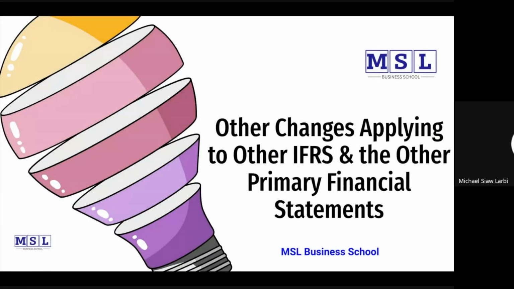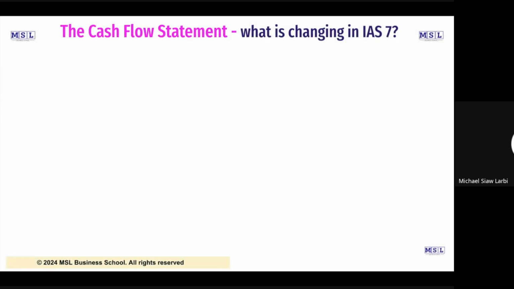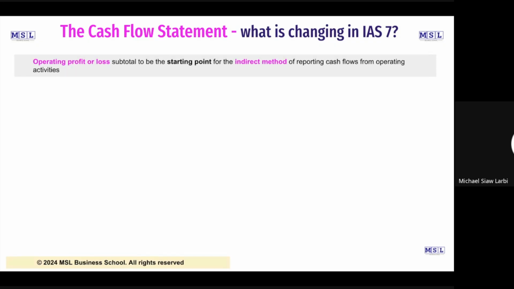So what are other changes applying to other IFRS and the other primary financial statements? I'll start with the most material one, IAS 7 on the cash flow statement. So operating profit or loss subtotal should be the starting point if you use the indirect method. You can't use profit before tax. You can't use loss before tax. You can't use profit for the year.